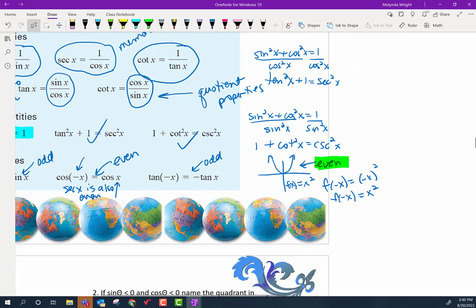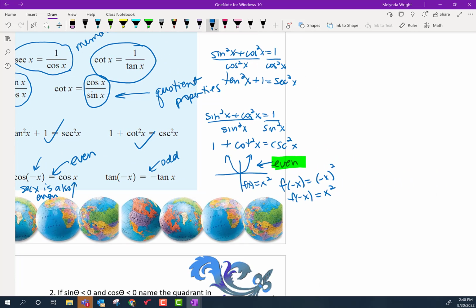Okay, I'm going for it then. So an odd function would be like f of x equals x cubed. You know, it looks like this. These are symmetrical about the origin.